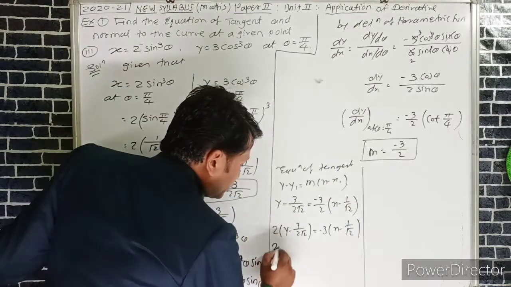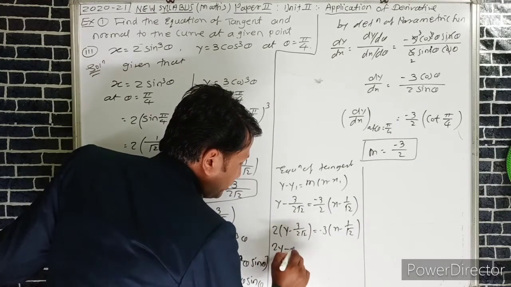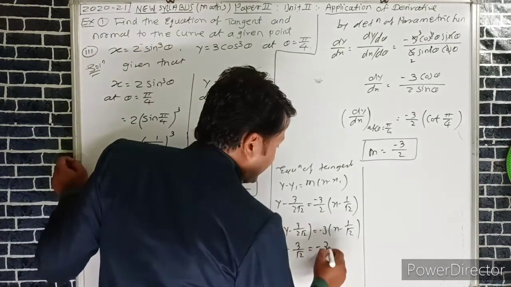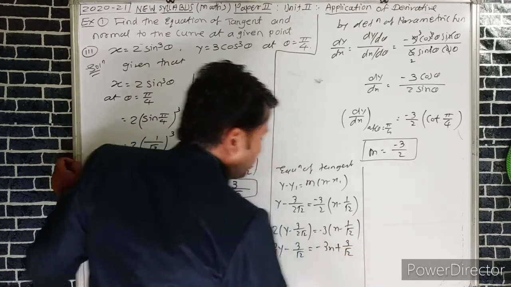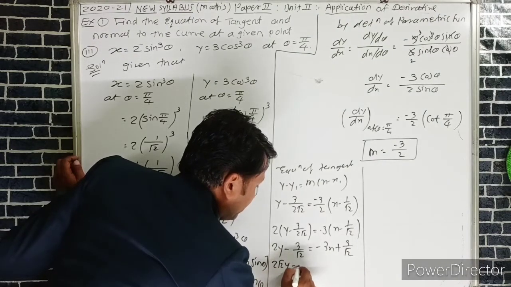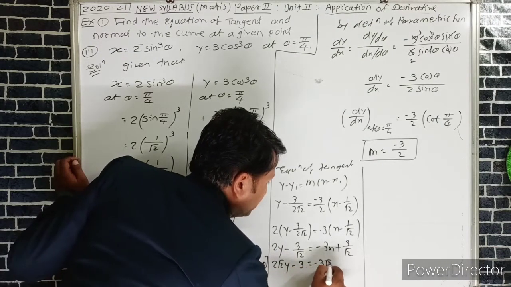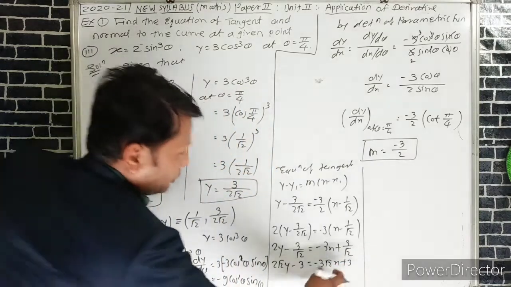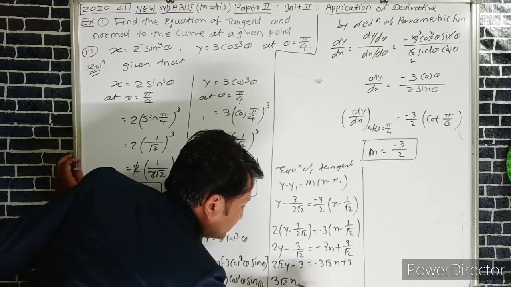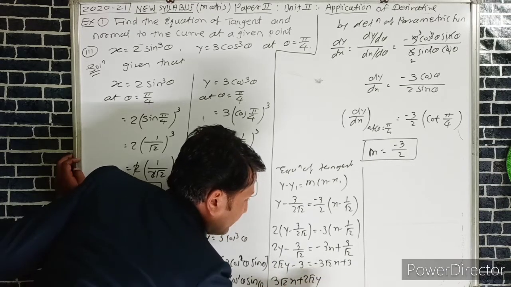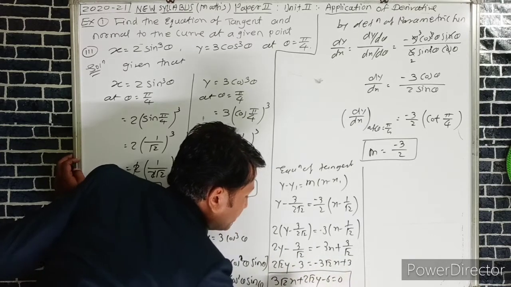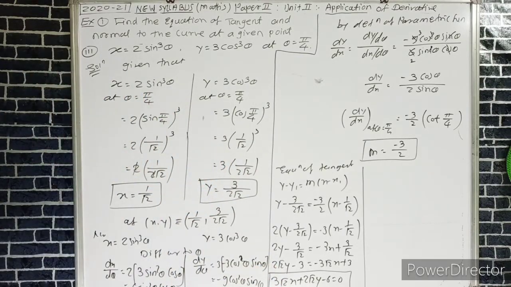2 into y is 2y minus, here the 2 cancels, we can write 3 upon root 2 is equal to minus 3x plus 3 upon root 2. If we multiply by root 2 on both sides, we can write 2 root 2 y minus 3 is equal to minus 3 root 2 x plus 3. So if we shift this minus 3 root 2 x, we get 3 root 2 x plus 2 root 2 y minus 6 is equal to 0, which is the required equation of tangent.